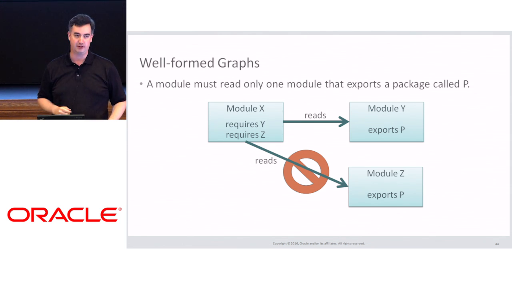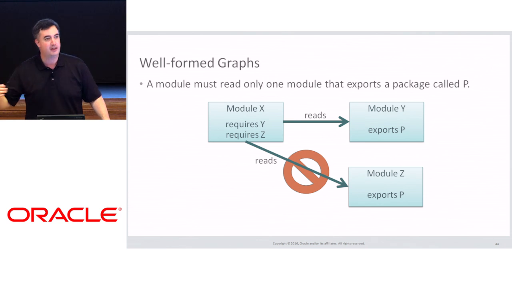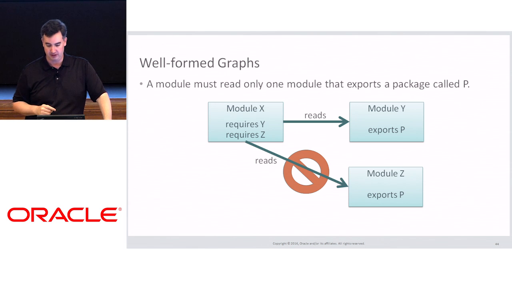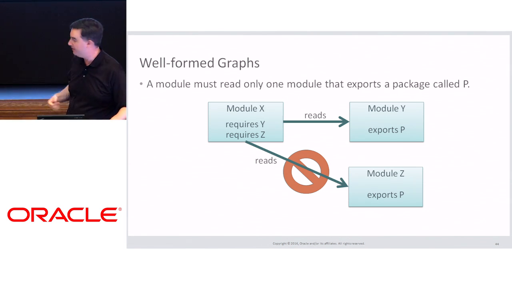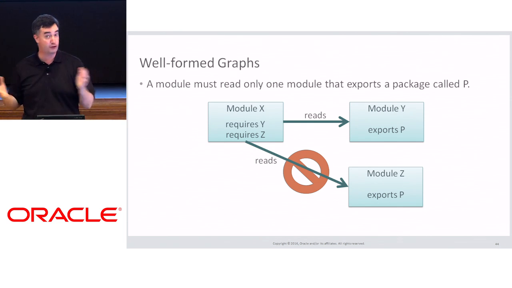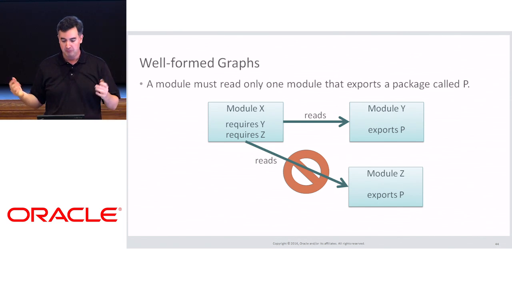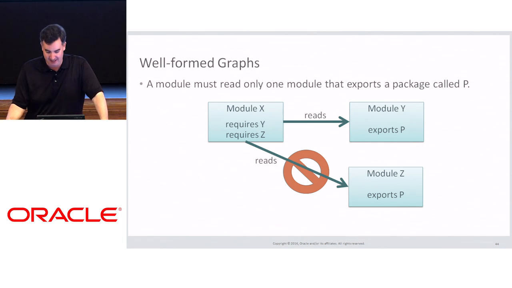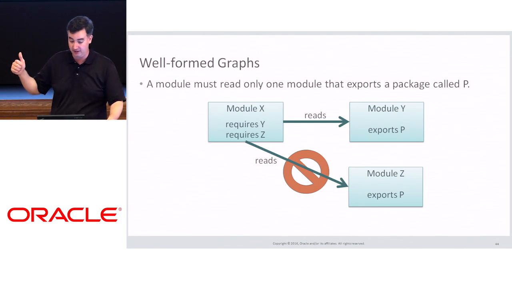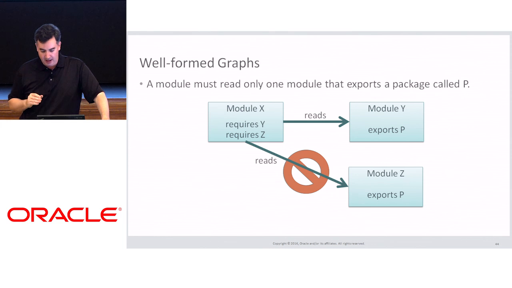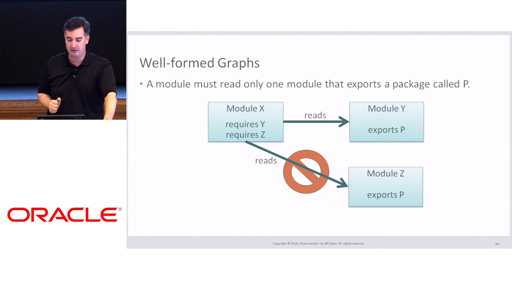The second constraint on the module graph is that a module must read only one module that exports a package P. If a module could read more than one module that exports P, as X is trying to do here, trying to read Y that exports P and also trying to read Z which exports P, in which module would P be accessed? Really, there's no answer. The module graph is just broken. So we defend against that. Only module graphs which obey this constraint, top line, and have no cycles can be turned into a layer.